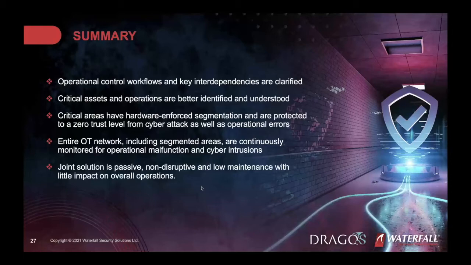But just to quickly summarize what we've clarified here very clearly: at the end of the day, when the joint solution has been fully deployed the way that we've described, operational control workflows and key interdependencies are clarified. The critical assets and operations are better identified and better understood. The critical areas and hardware enforced segmentation are enforced to a zero trust level to prevent both cyber attacks and operational errors. The entire OT network, including the segmented areas, continues to function normally. And the joint solution is passive and non-disruptive, and it's low maintenance.